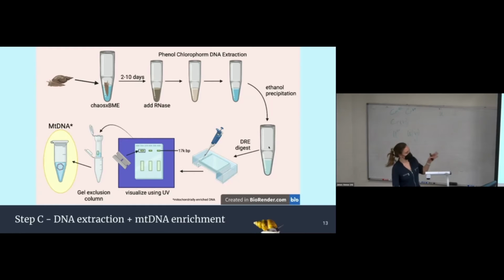Then we did a double restriction enzyme digest. So that's on a low melt gel that we're running it. And basically these two enzymes that we're using, they're taking, because we still have all the DNA together, right?